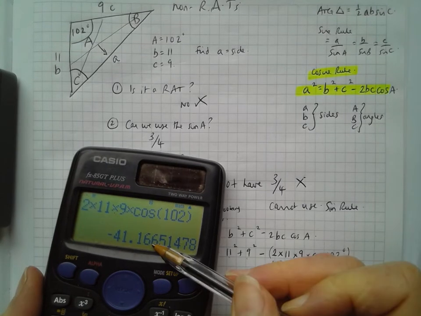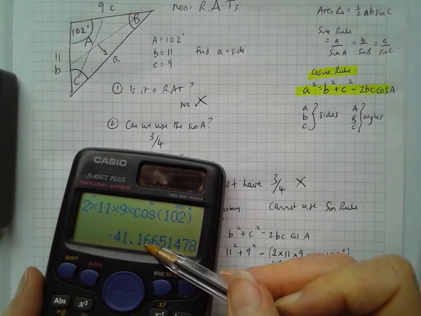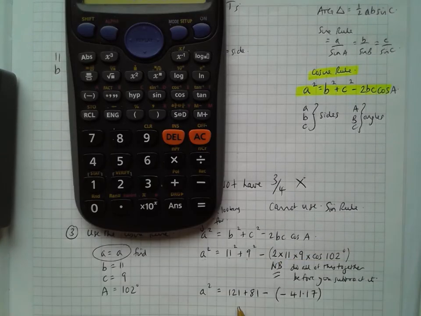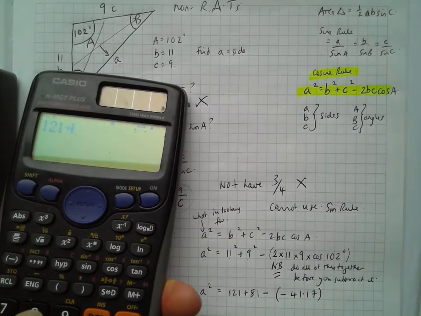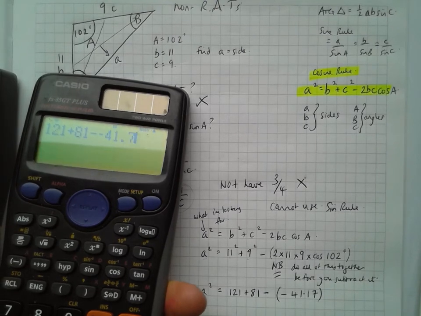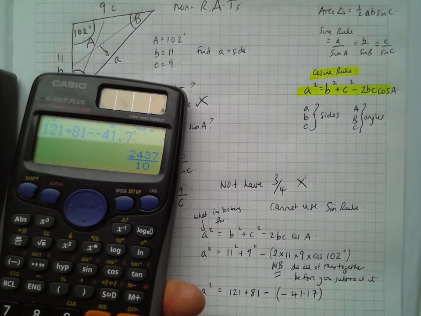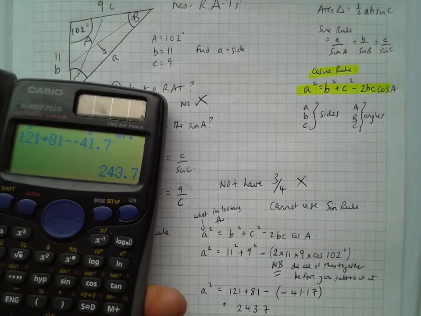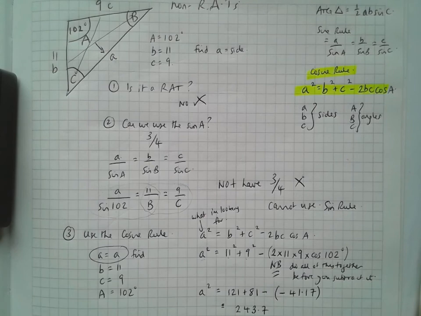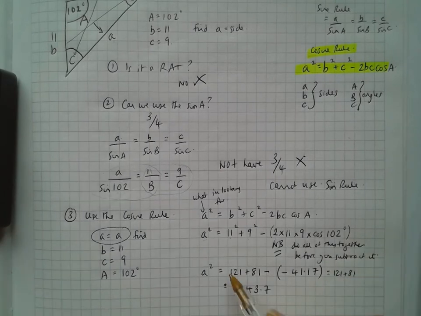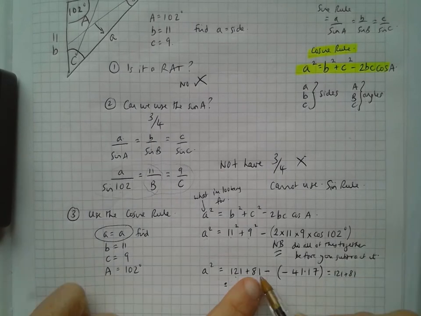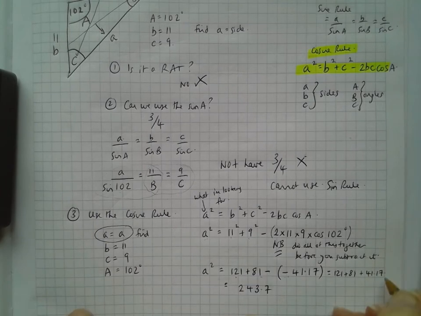Okay, so what do I have? I've got 121 plus 81 minus 41.7. So let's put that in the calculator. 121 plus 81 minus 41.7, and that gives me 243.7. Because if you remember, when we subtract a negative number, we're actually adding it on. Do you remember that from first year? When we add 121 plus 81 and we subtract negative 41.17, we're actually adding it on. So that's why we end up with 243.7, such a big number.